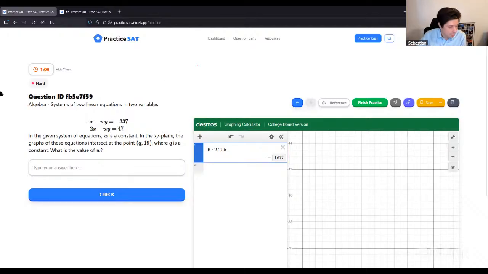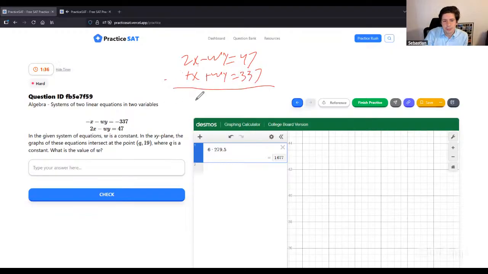Yeah, no, the way you're talking about it, mix and match makes total sense. It would work. I'm just typing here. It's another method. So here I'm going to subtract the first equation from the second equation. So I'm going to do 2x minus wy equals 47. And now I'm going to subtract. So I'm going to add x, add wy equals add 37. Everything's a negative of itself. So I'm going to get 3x equals 384. Then I'm going to divide that by 3.